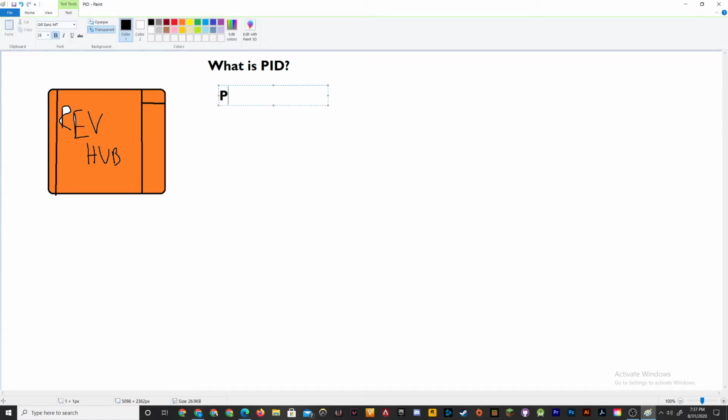PID stands for proportional, integral, and derivative control. Okay, that's what the PID control loop means: proportional, integral, and derivative. We'll get to what these mean individually later in the video, but first let's color code them so that it's easier to understand once we get in.